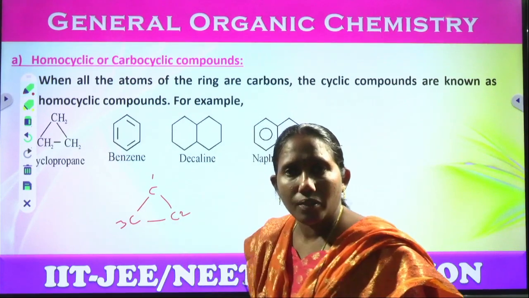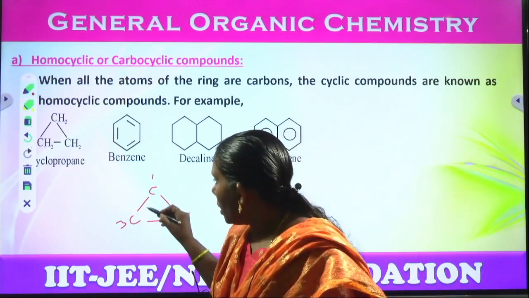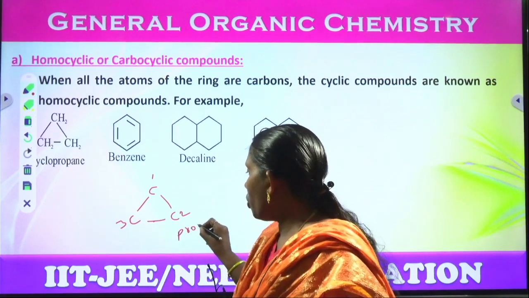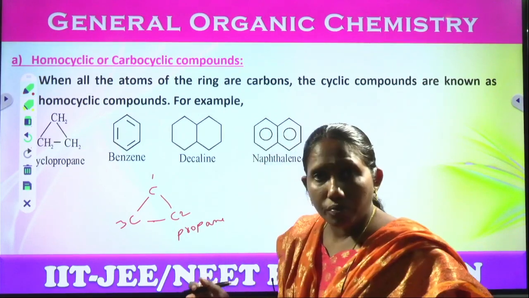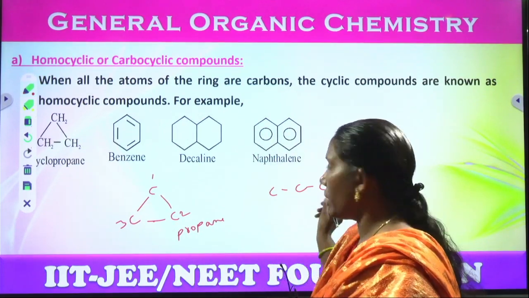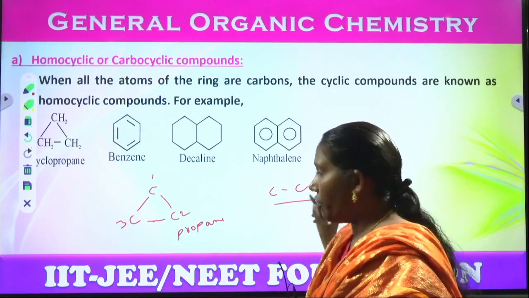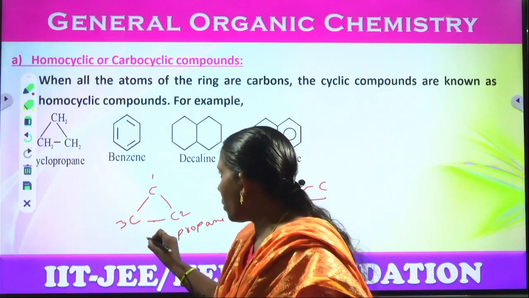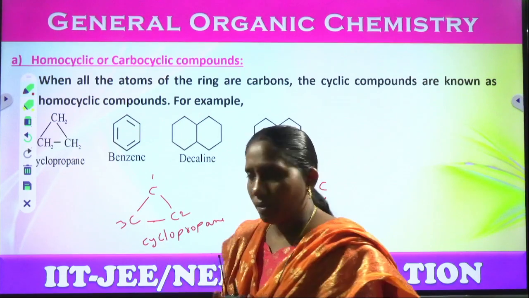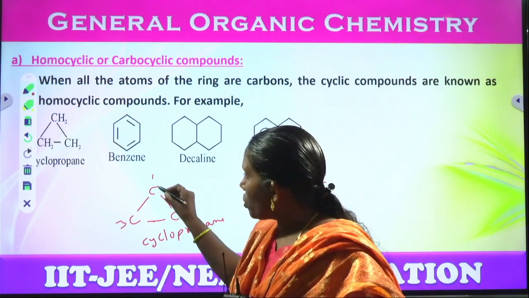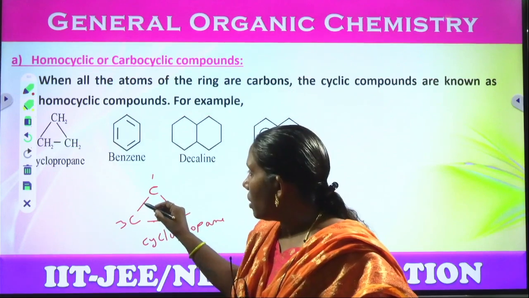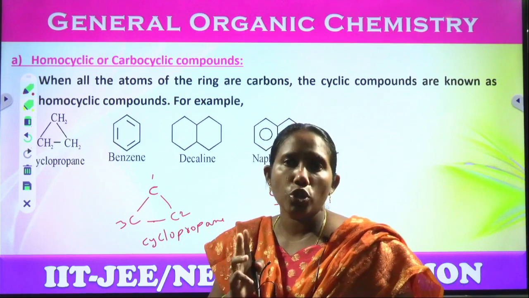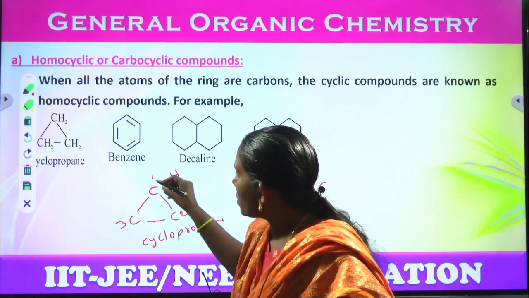3 carbons are there, so prop. All single bonds are present between the carbons, so propane. If you write propane, C single bond C, but it is not a straight chain. If it is a straight chain, you can take it as propane, but there is a cycle, so that's why you have to write cyclo before propane, right? So comes to the first carbon. What is the first carbon's valency? 1, 2, only 2 bonds are there, but actually the valency of carbon is 4, so 2 more bonds are required. So write 2 hydrogens.